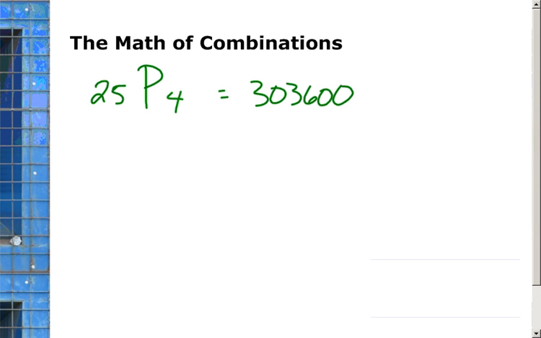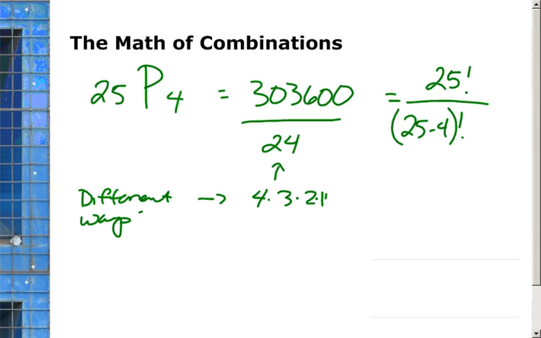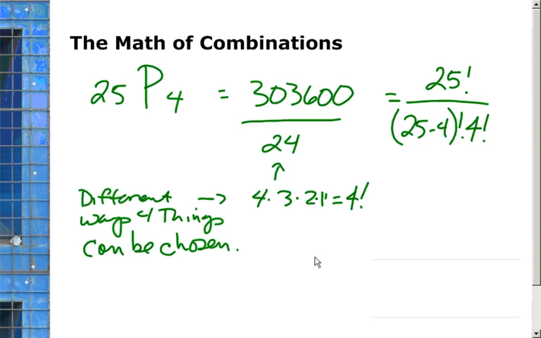And then remember what we ended up doing, so again, this is 25 factorial over 25 minus 4 factorial. Because we want to keep this in general terms so that we don't have to worry too much about things. Now the question is, what do we end up dividing this by? Remember, we ended up dividing this by 24 in the beginning, and this is coming from 4 times 3 times 2 times 1. This is the different ways four things can be chosen. And simply said, that's 4 factorial.